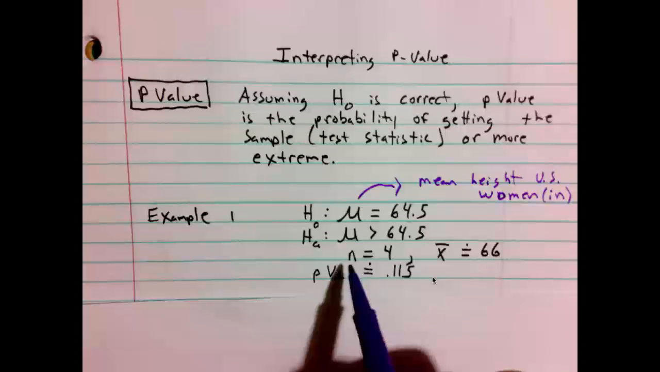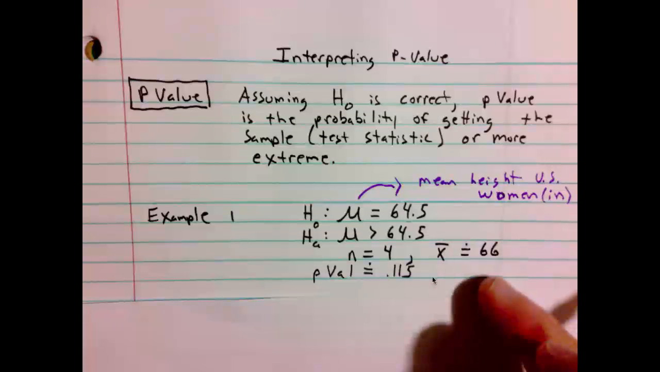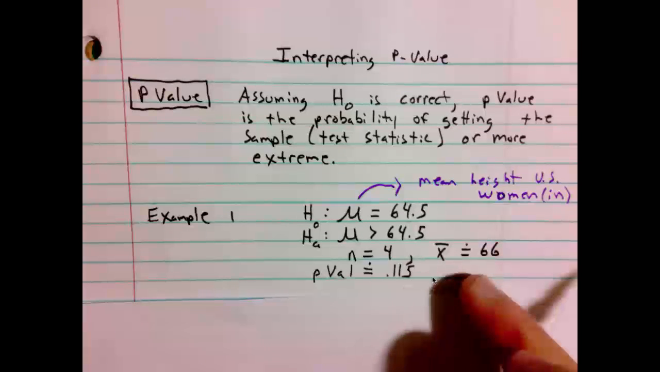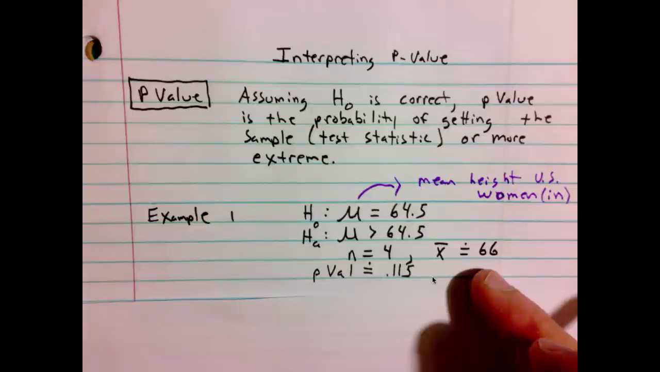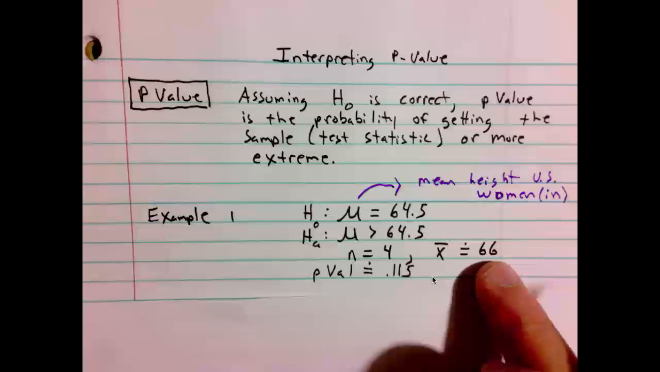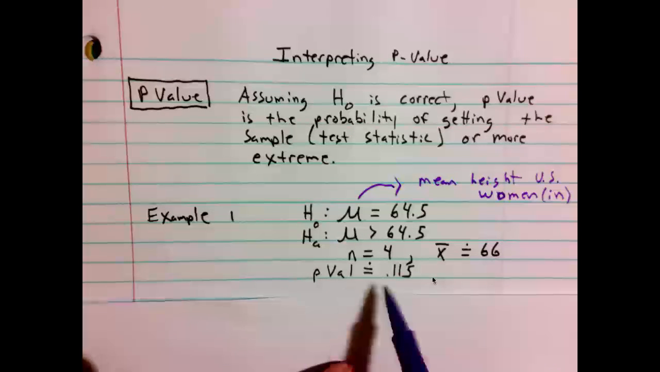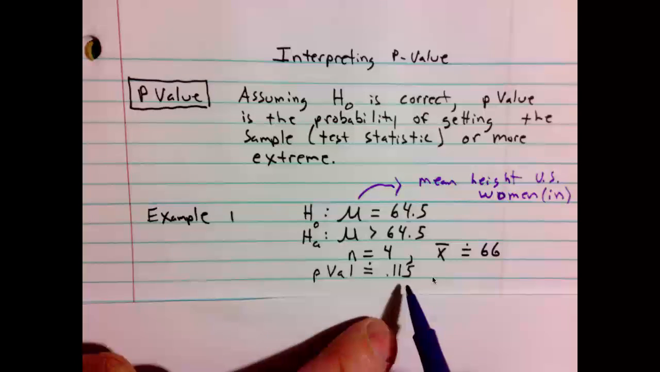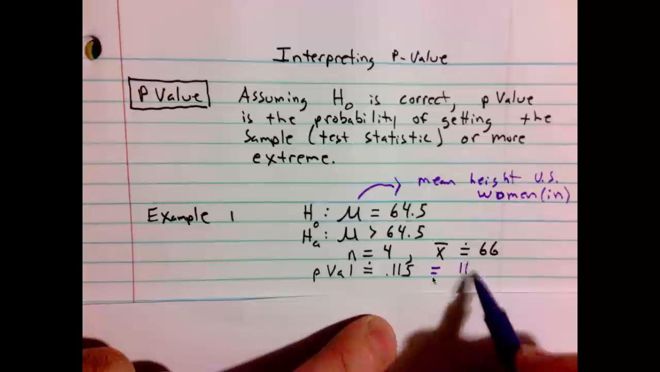So let's say that we have a sample of size 4. We measure those 4 women, and indeed they have a sample mean of 66. Maybe one was 67, one was 65, one was 68, one was 64. We add, divide by 4. The mean for this sample was 66. Well, what is the chance of getting this 66 or more extreme? In this case, that p-value is 0.115. All right, and you can read this as a percentage. That's 11.5%.